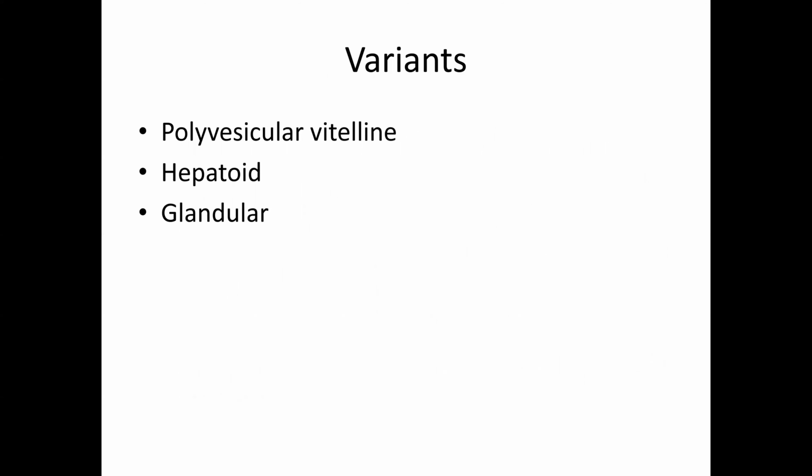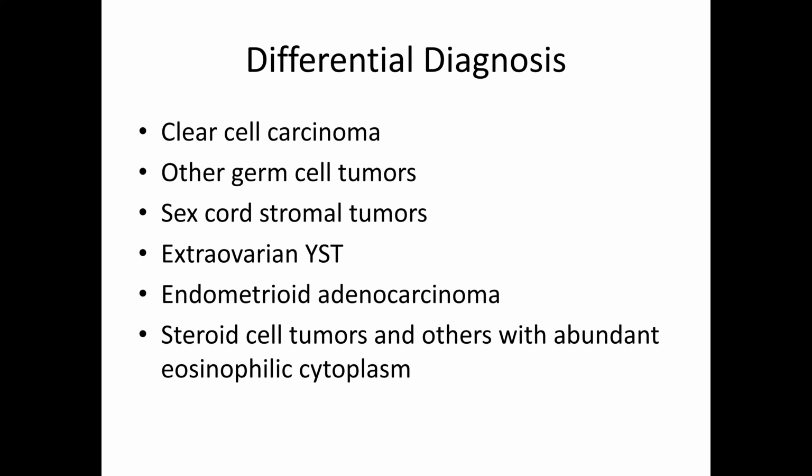And there are several other variants that can be seen commonly. The polyvesicular vitelline variant can be a difficult one to recognize. Hepatoid variants are also somewhat confusing at times, as well as the more glandular lesions. The differential, because of this morphologic heterogeneity, is again broad, including clear cell carcinomas, sex cord stromal tumors, endometrial adenocarcinomas, even steroid cell tumors, with abundant eosinophilic cytoplasm.